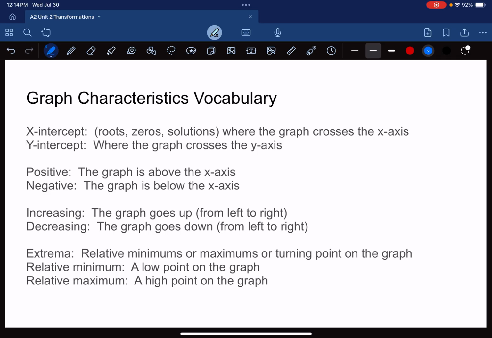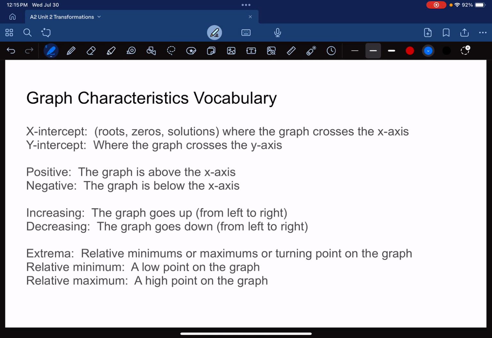So just like we've been doing in algebra. Y-intercept, well, you've done that as well, where the graph crosses the y-axis. Positive sections of a graph are the sections of the graph above the x-axis. So when we say positive and negative, we're actually referring to the y-values. Okay, the y-values being above or below. Above is positive, below is negative. Increasing, well, that's where the graph is going upward from left to right, and decreasing is where the graph goes downward from left to right.